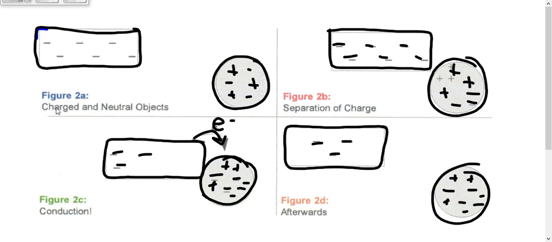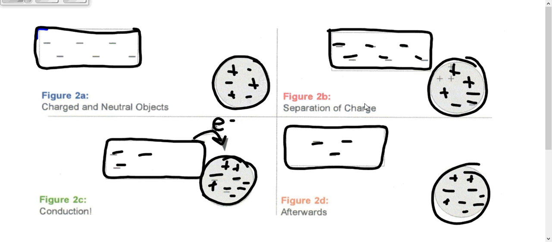So in figure 2A, we have charged and neutral objects. This object is neutral, and in your book, it's just grayed out. I've added some charges to show that it's neutral because there are 3 positive charges and 3 negative charges. Positive and negative are equal and opposite, so they cancel each other out. This rod up here is negative. This particular diagram only shows the excess negative charges. In reality, that object would still have some positive charges.